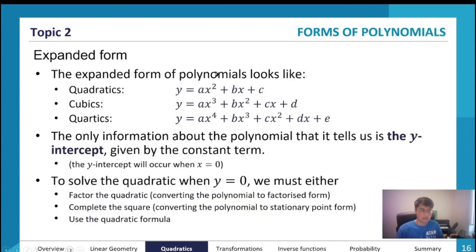Now, going back to the expanded form here, thinking about that question that we just saw earlier, we have a quadratic expression in expanded form, something like 2x squared plus something something, equals 0. So we can look at this point here, when y equals 0, we need to either factor the quadratic, complete the square, or use the quadratic formula. We'll get into those next two points later. We're going to practice first factoring the quadratic, so converting this polynomial in expanded form to factorized form.